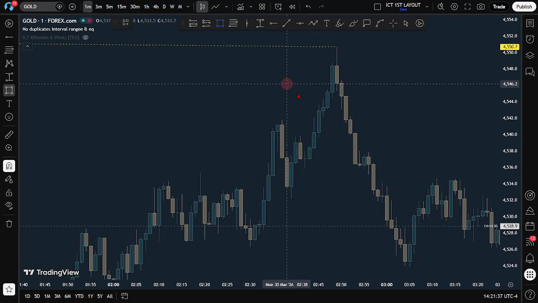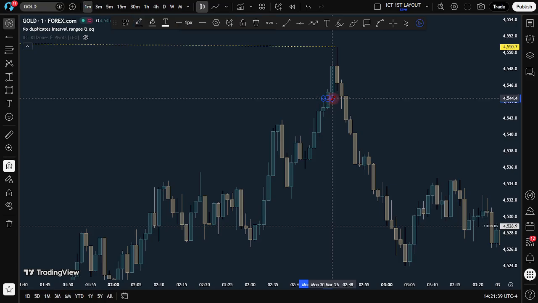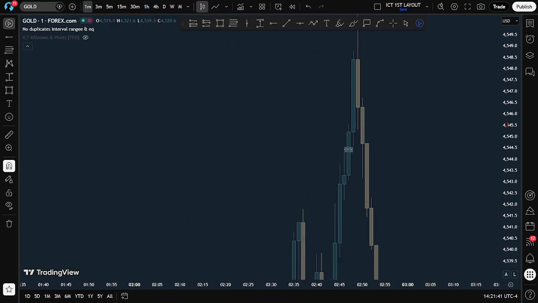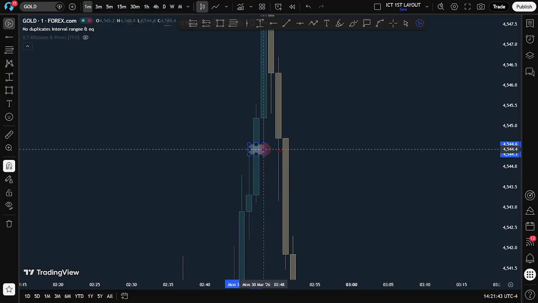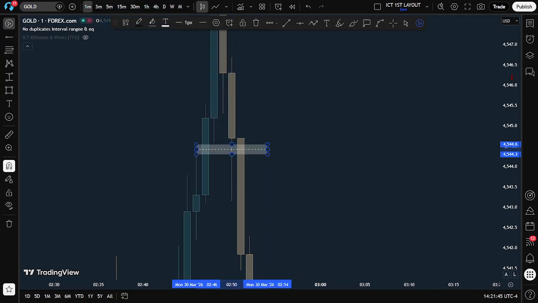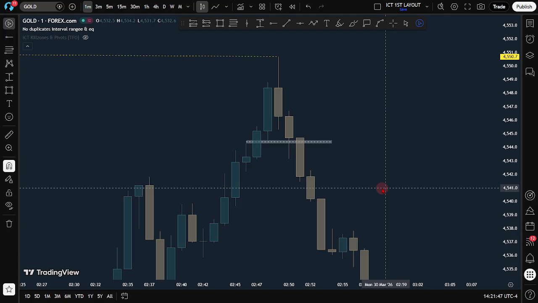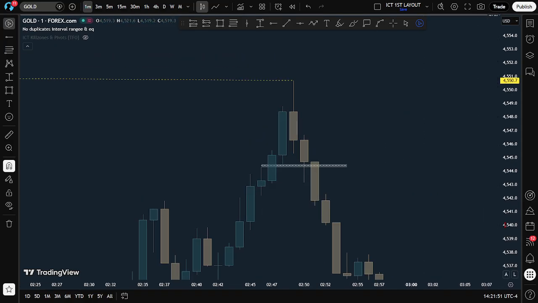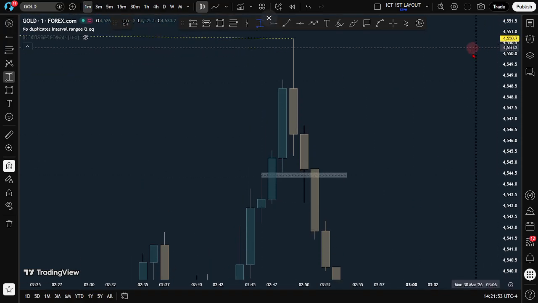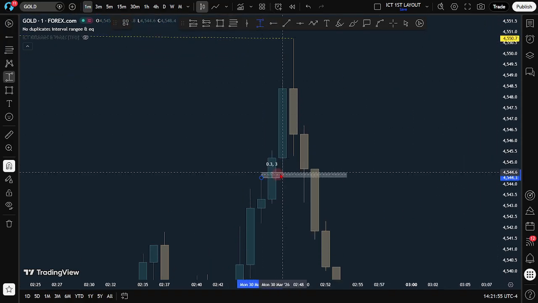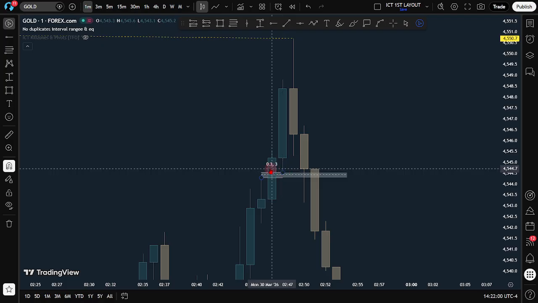First of all, I saw an inversion fair value gap here, or I saw a fair value gap, which is so small. Why am I saying it's so small? I take inversion fair value gaps that have pips in the range of 50. So if I measure this inversion fair value gap, you can see I have only 3 pips, which is a 0.3 dollar move.